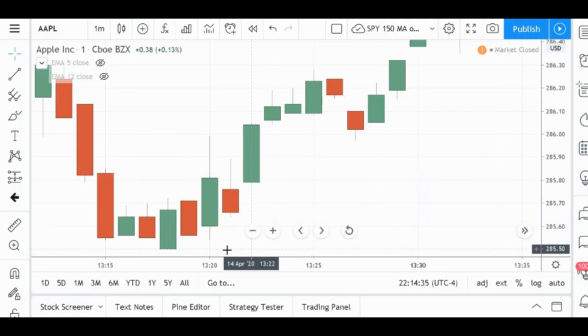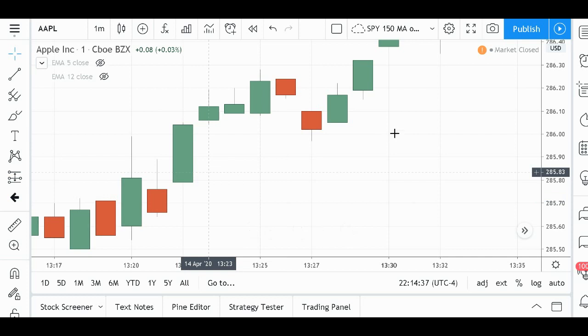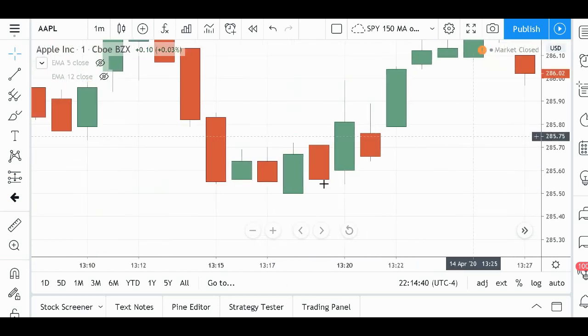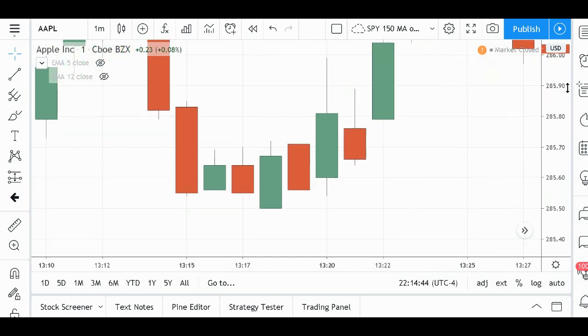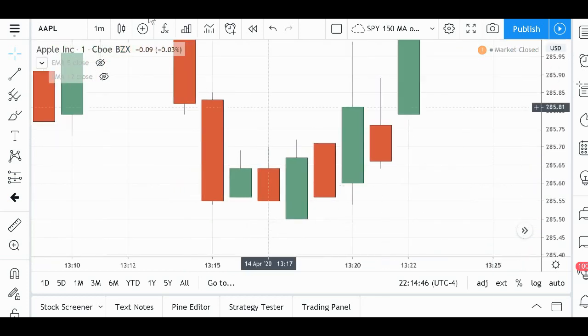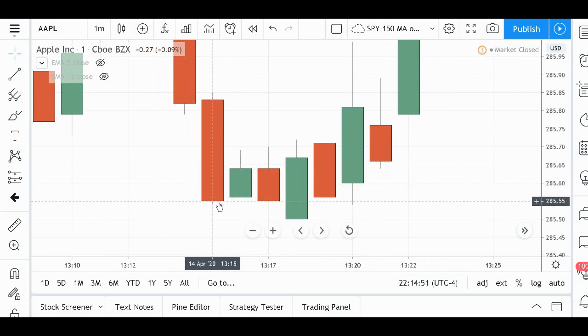In fact, let me home in on this. Let me make it bigger to show you what that looks like. Can you see? You know what? I'll make it even bigger for you. There we go. Let me really show it. So you had down, down, down, and then can you see how this green candle is contained entirely within this red candle?